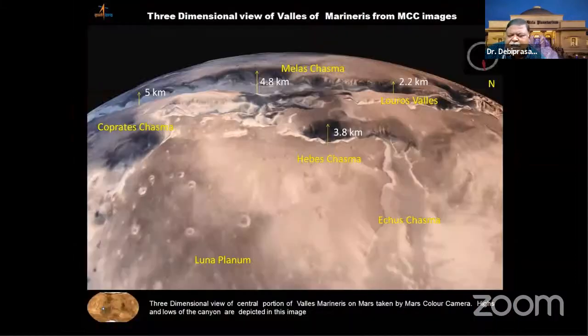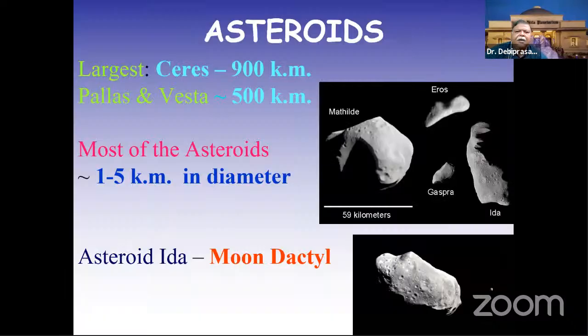The pictures that have been taken by Mangalyaan are amazing. NASA has bought around 300 pictures from ISRO because they are of such high resolution. From two-dimensional photography, you can make three-dimensional topography.